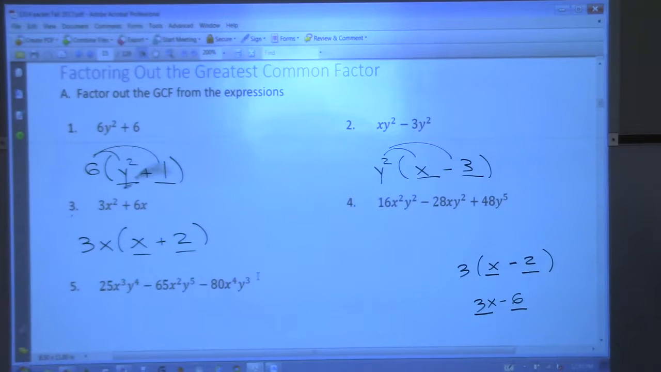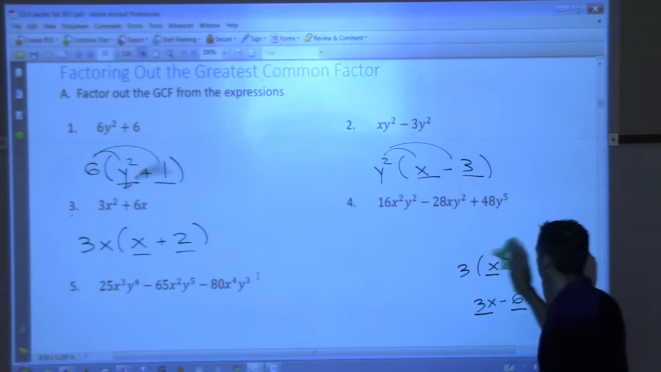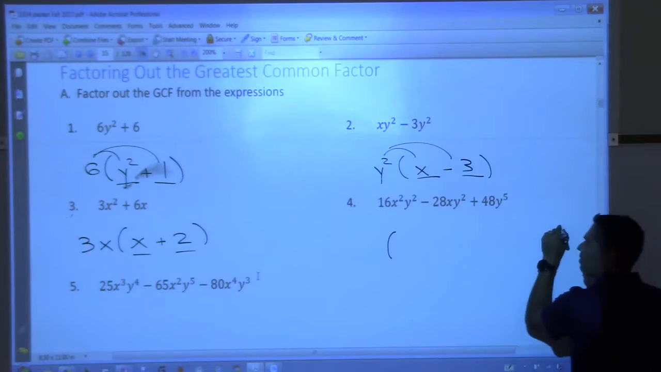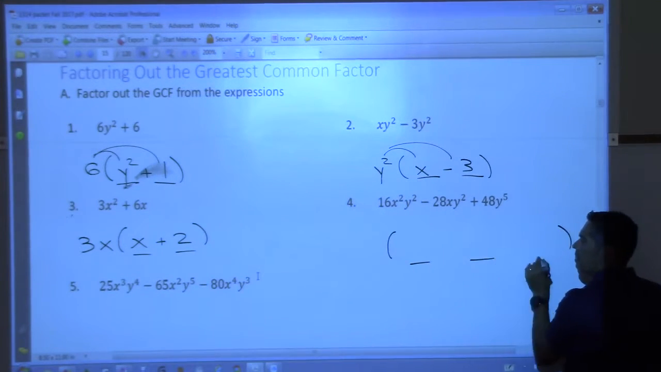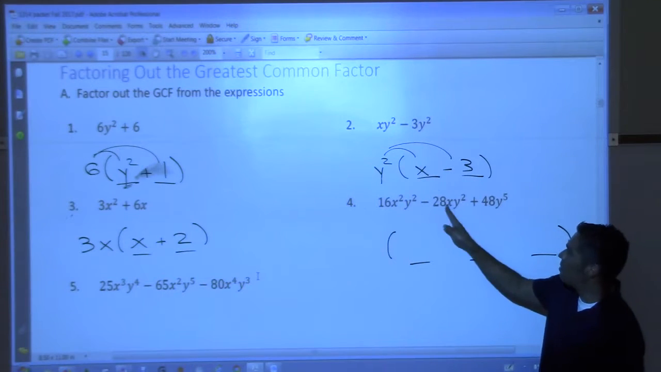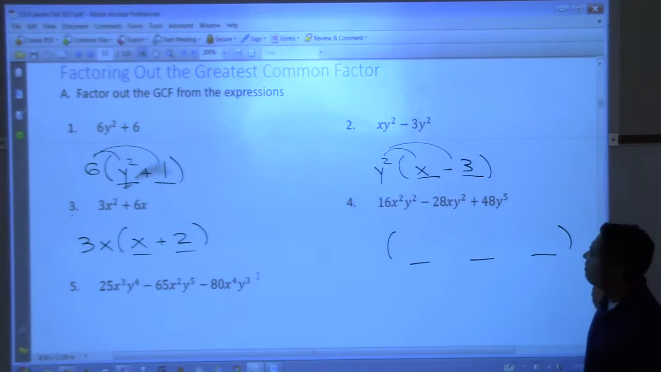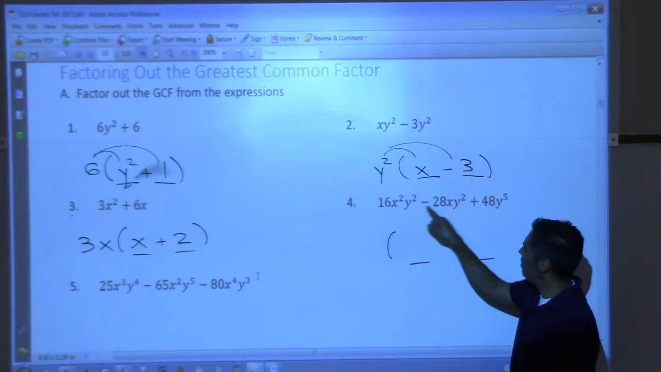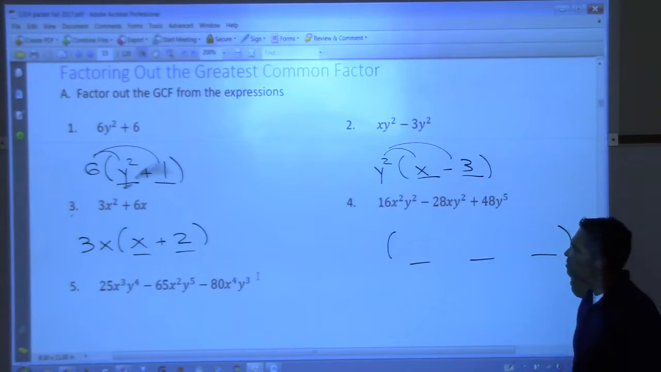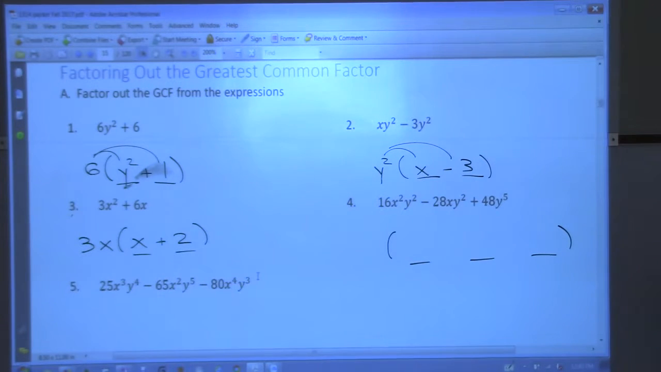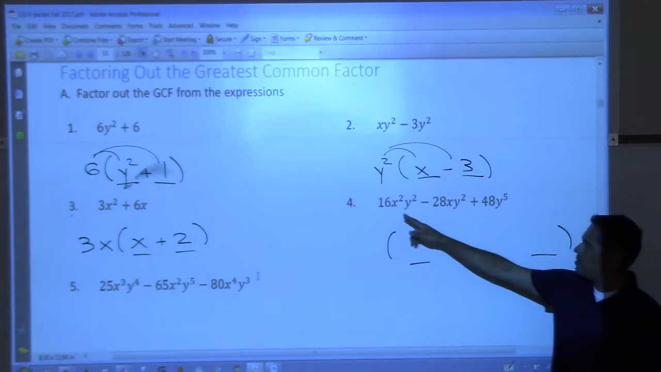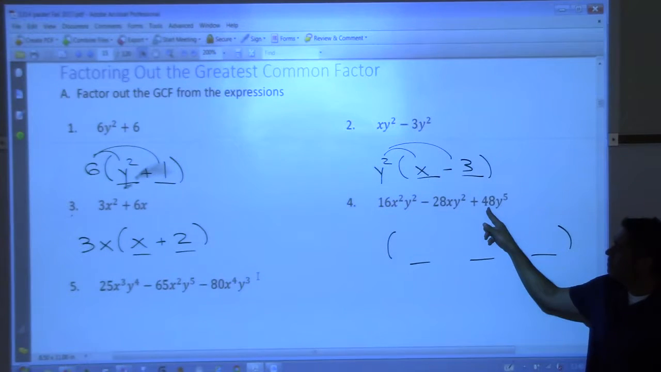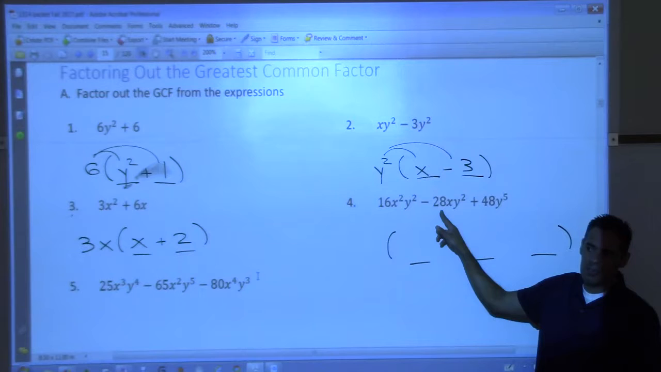All right, the next one looks really bad. I'm going to put a parenthesis. I'm going to give myself enough space for 3 things, and that's because I'm starting with 3 terms. All right, what about a number? 4. So I need something that goes into 16, 28, and 48. So 4, is 4 the biggest one? Yeah, 8's too big. 8 goes into here, but 8 doesn't go into that. 8 goes into that? Yes, but it doesn't go into here. So 8's too big.